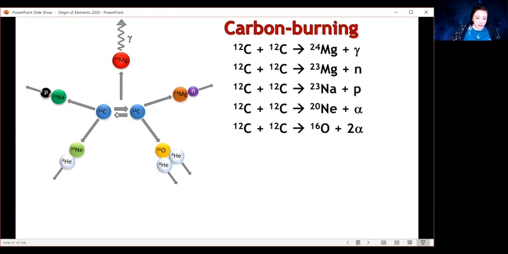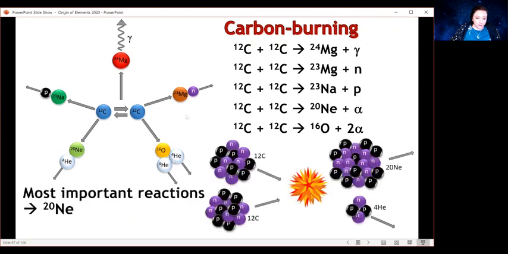There are different things that can happen when you stick two carbons together. If they just come together and don't throw anything out, you get a magnesium-24 isotope. But you might throw out a neutron, and that would give you a different isotope of magnesium. Or you might throw out a proton, and then you get sodium. Or you might throw out a helium or alpha particle, and that would give you a neon. And you might throw out two helium particles, and that will give you an oxygen. And so these are all different things that you can make.